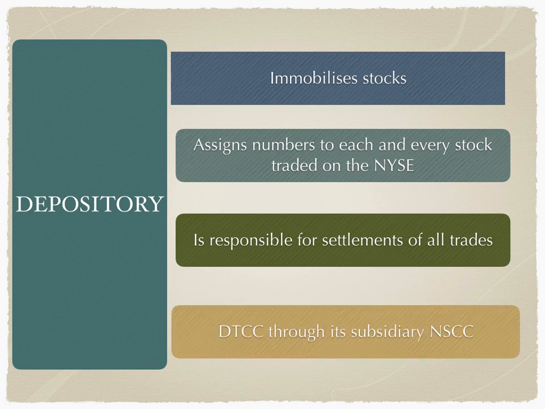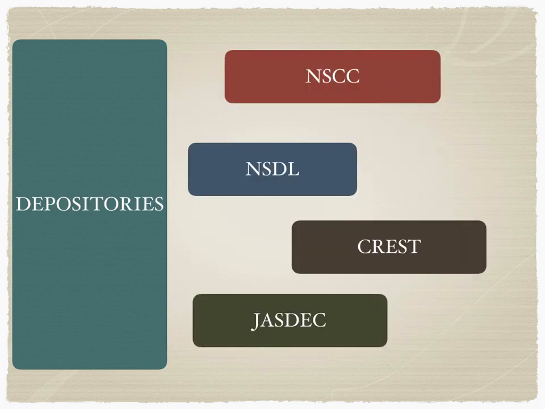In the New York Stock Exchange, the depository is NSCC, that's the National Securities Clearing Corporation, which is a subsidiary of the largest depository in the world, that's DTCC. In India, CDSL and NSDL are the two large depositories. Examples of depositories across the world are NSCC, NSDL, CREST, and JASDEC.